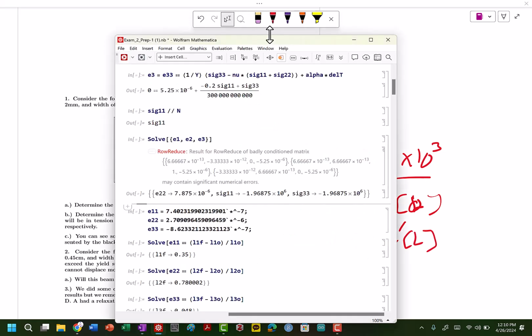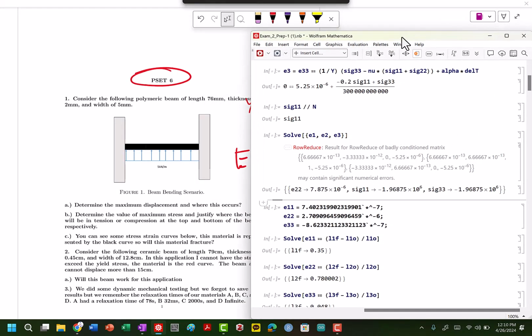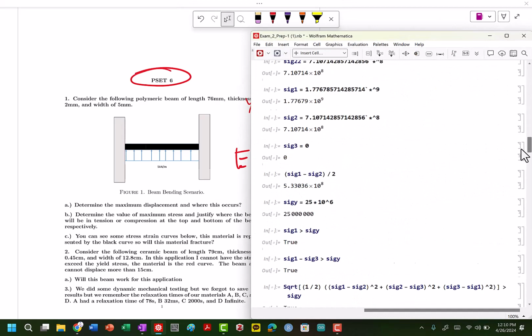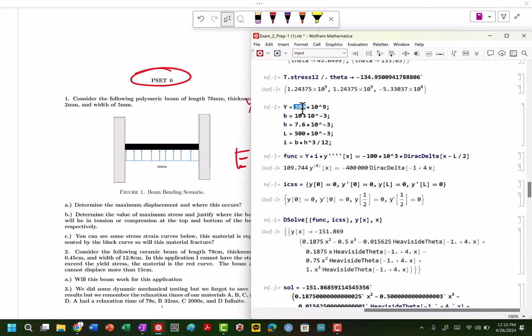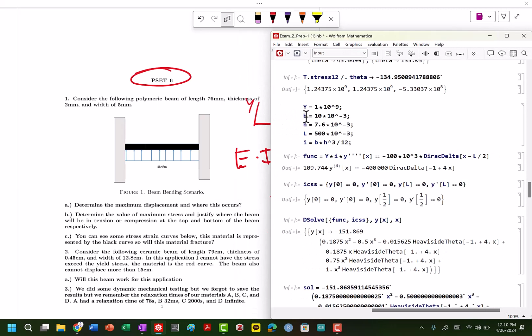So let's go ahead and pull up our little notebook here that has our beam bending. Let's go through here. So it's a polymer, so that's 1 gigapascal. We also have our thickness of our beam. Our beam length is going to be equal to 76 millimeters. The thickness, which is our height, is equal to 2 millimeters, and then our width is equal to 5.